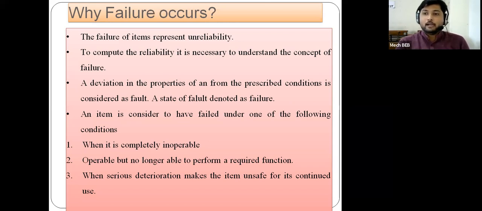If you consider that a product should perform a specific task without any deviation in its specification or its functionality, and if that deviation comes, or a property deviation comes, then we can say that there is a fault in that particular product.